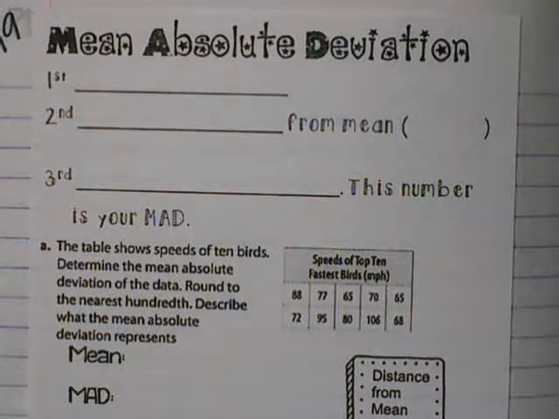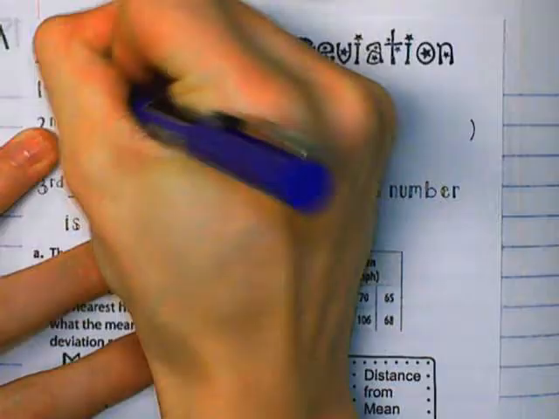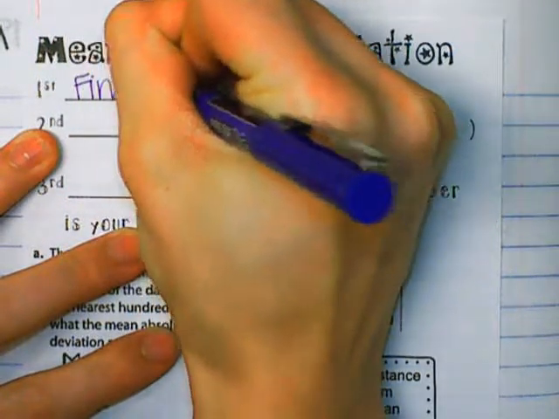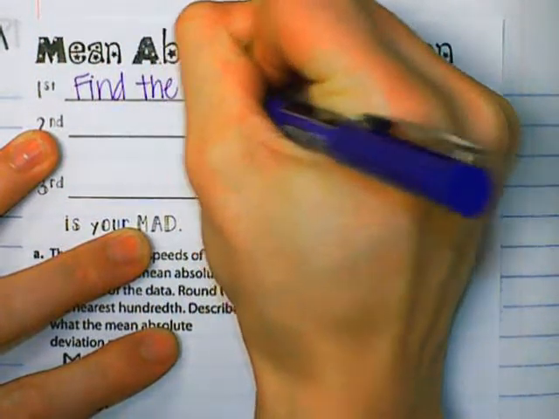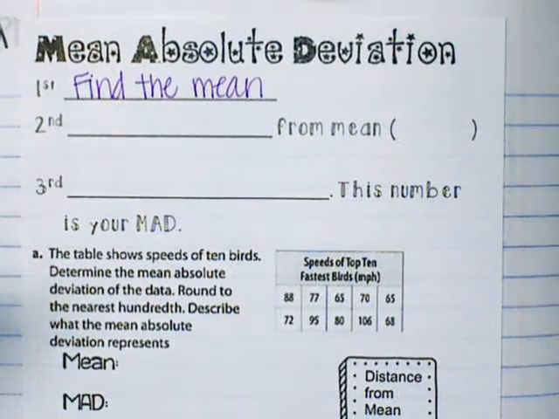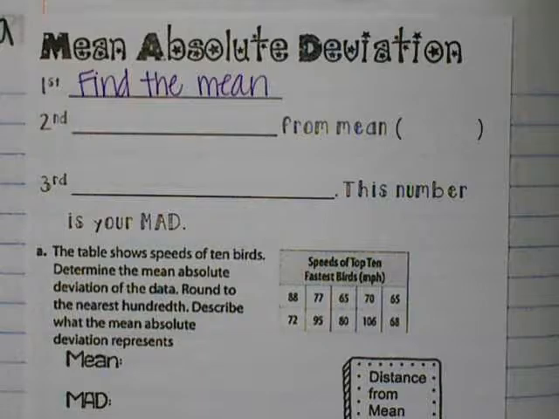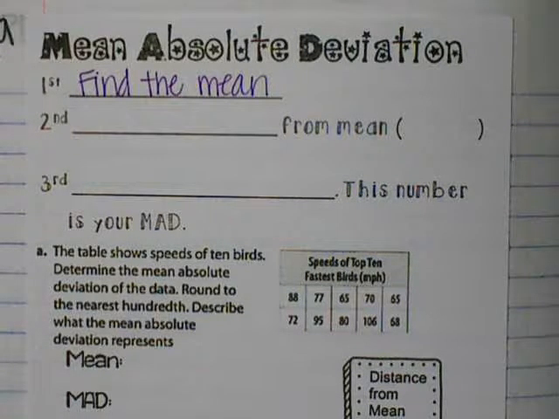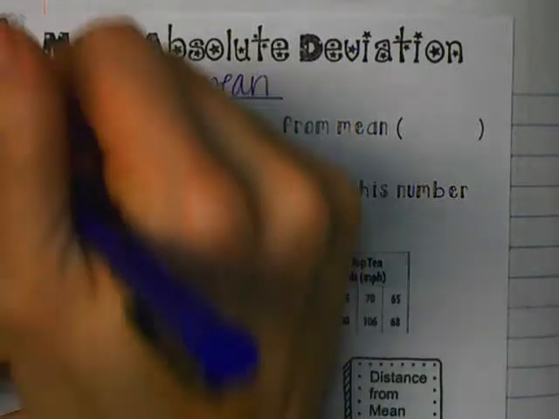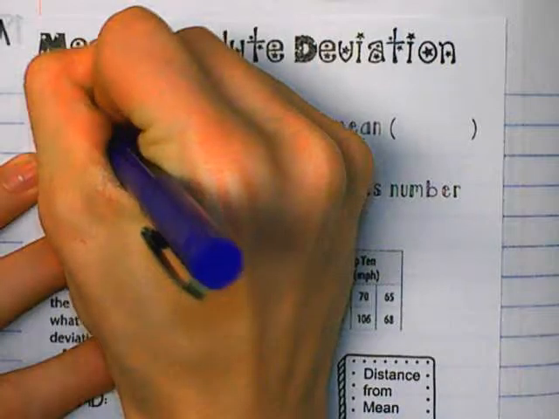In order to figure that out, we have to follow a few steps. So our very first step in finding mean absolute deviation is to find the mean. We discussed previously that to find the mean, you add all of your values, divide by the number of values. Once we have calculated our mean, the next thing we're going to do is find the distance from the mean.